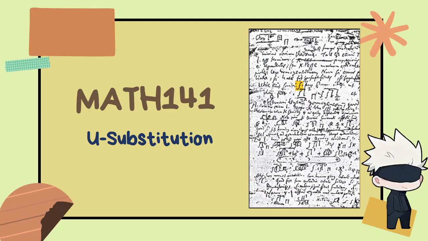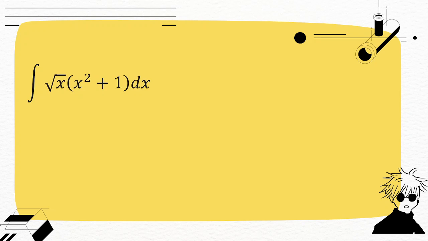So for this one, for example, we have this integral of square root of x multiplied to x squared plus 1. How are you going to simplify that one? What can you do to simplify this function?